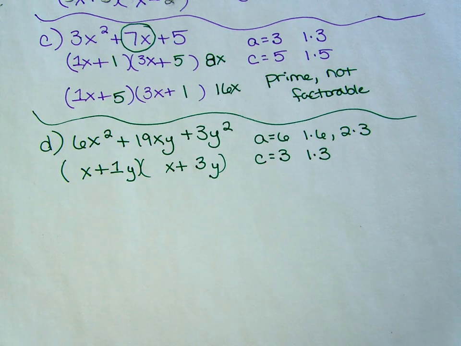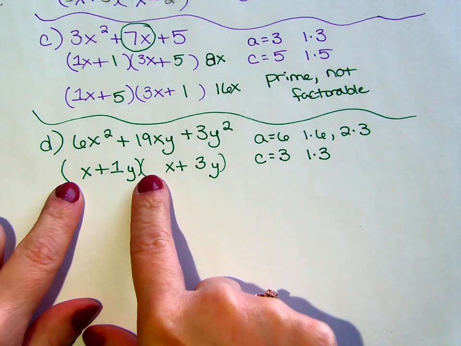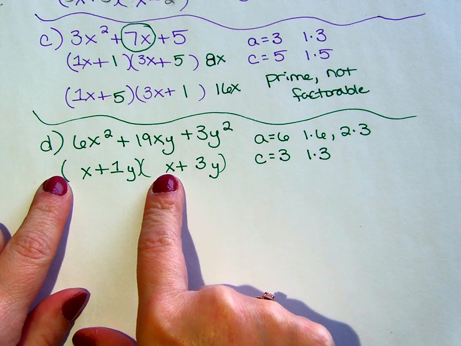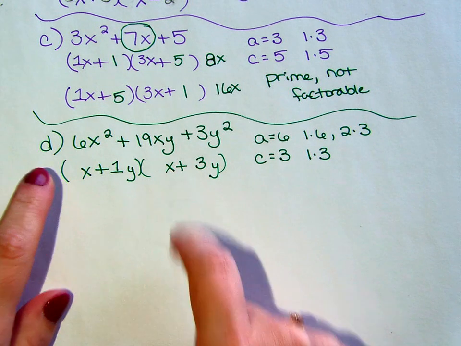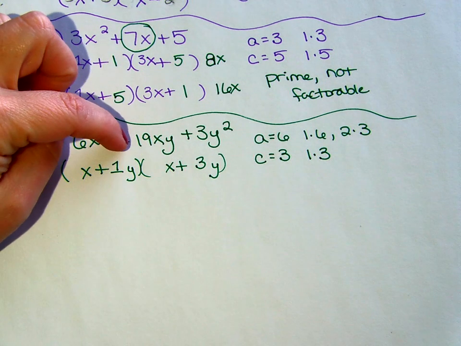So the only thing I'm going to have to trial and error is what goes out here in front of my x's. Is it going to be 1 and 6? Is it going to be 6 and 1, 2 and 3, or 3 and 2? That's what I've got to figure out. And I'm shooting to get 19 when I add up my outer and inner.